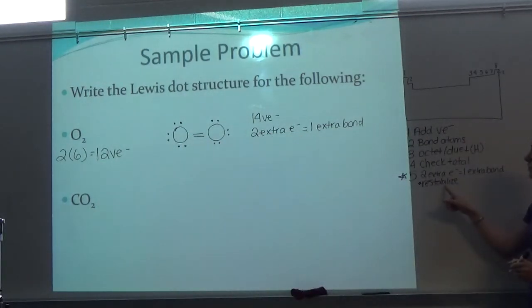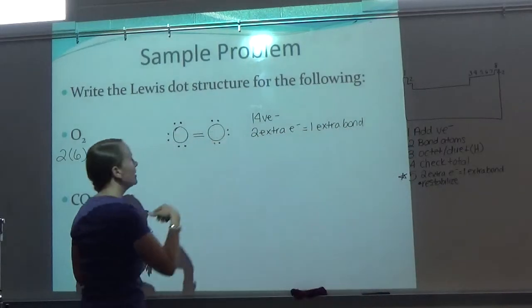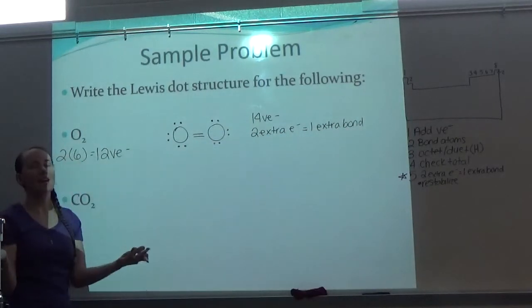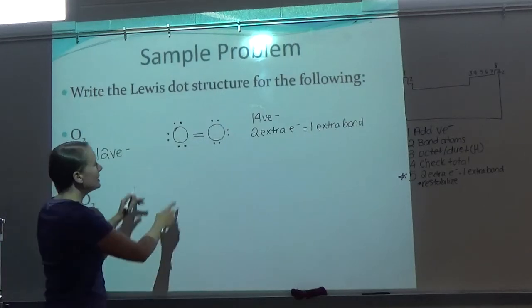But once you do that, you need to restabilize everything. You need to make sure everybody is still following the octet and duet rule. And so see, that's the problem: some of y'all want to add the extra bond and then count, and then you're like, wait a minute, it's still not adding up. Well, of course it isn't. You didn't restabilize yet. Okay, so let's look at what's going on here.